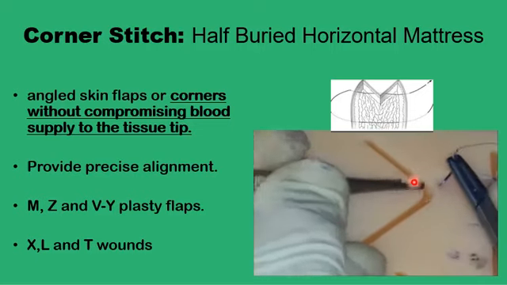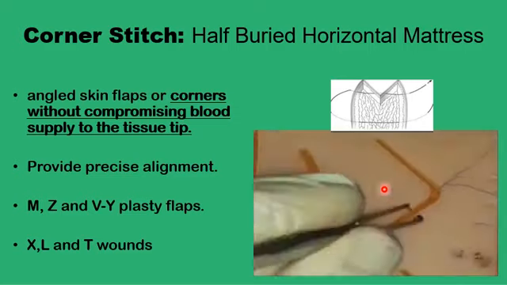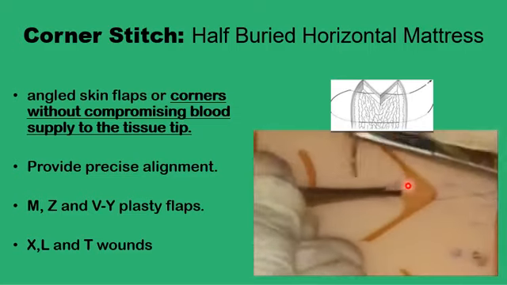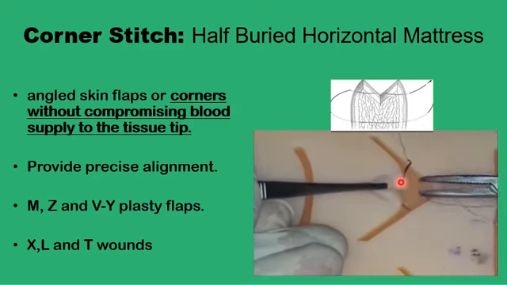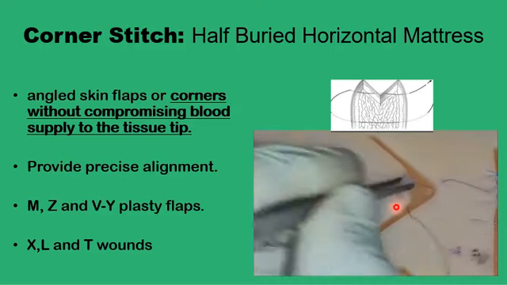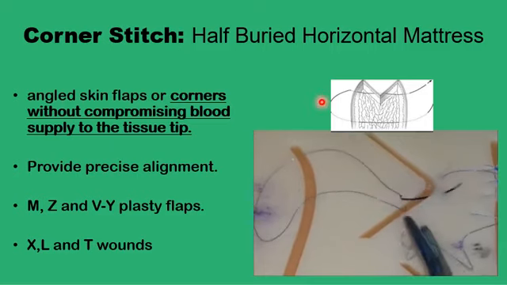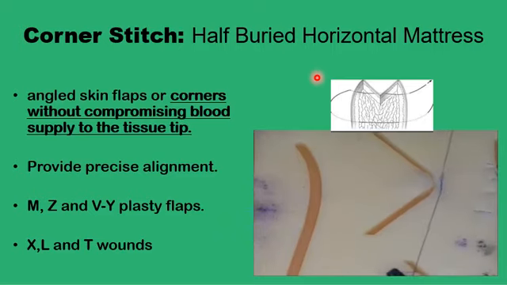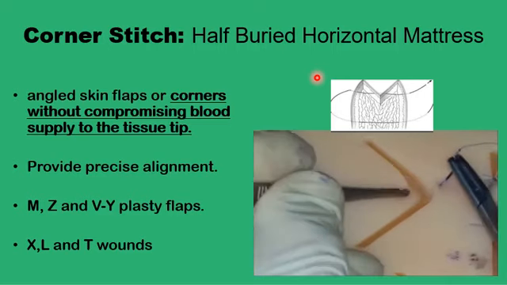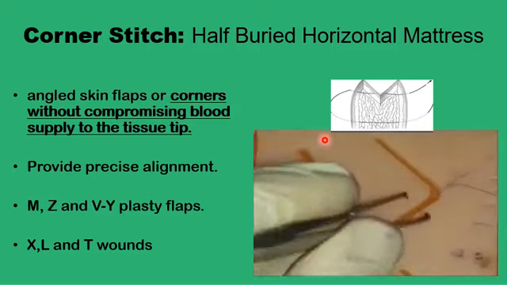All the sutures in the angled piece of skin or the corner would be subcuticular to avoid compromising the blood supply to the tip, and should be taken about 4 millimeters from the tip to allow a better circulation to the tip. This is basically a half-buried horizontal matrix suture. Half of the horizontal matrix suture would be on the surface and the other half would be buried underneath the tip of the angled piece of skin or flap.